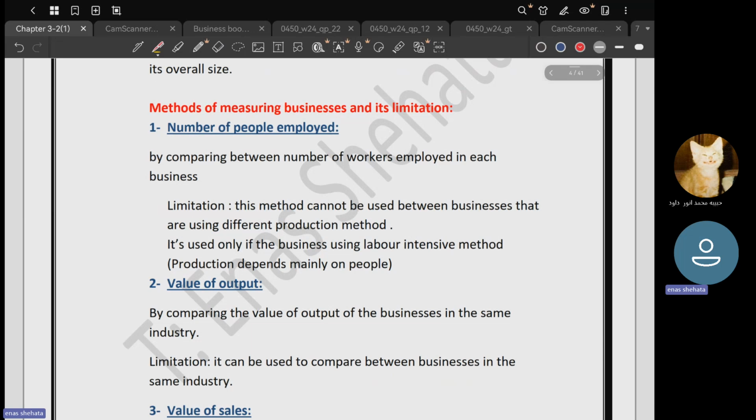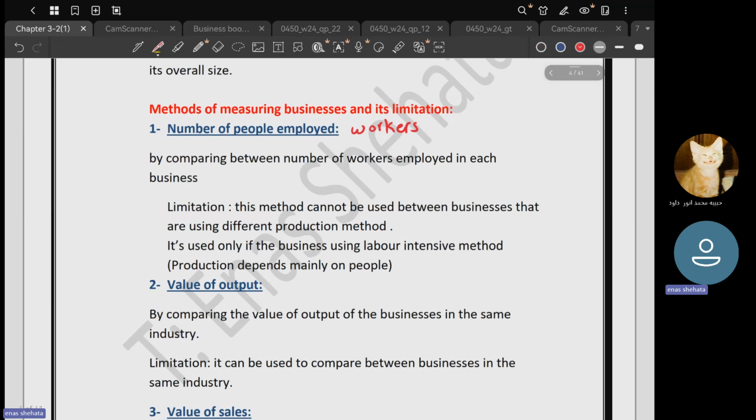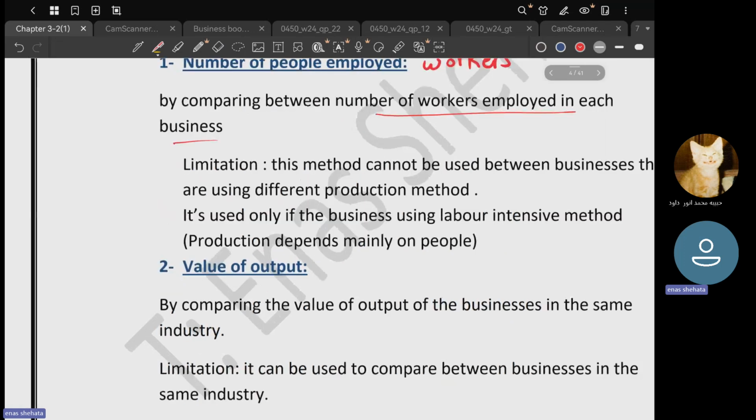So I may use the number of people employed, meaning the number of workers in each business. I will look at each business and see how many workers are here and how many workers are there. The business that has a larger number of workers is bigger in size. But take care: you cannot use this method unless the businesses are using the same production method. What does same production method mean?